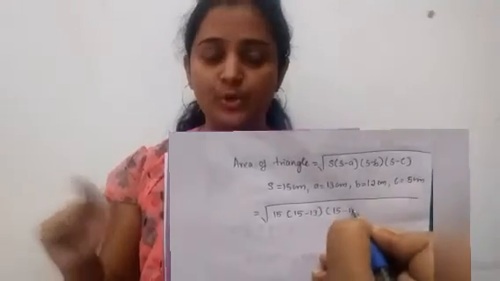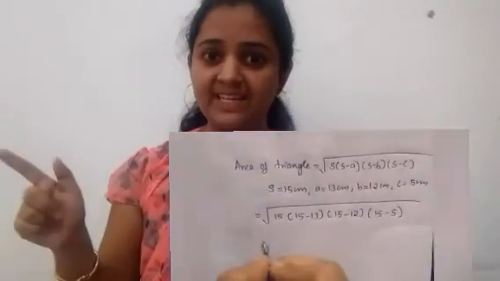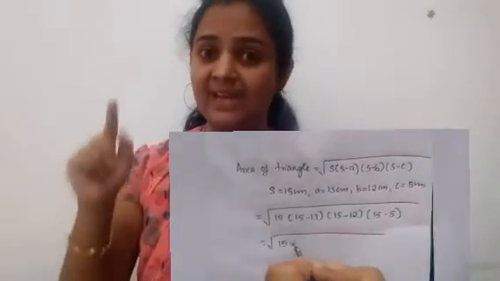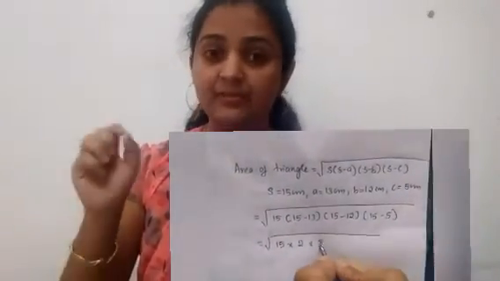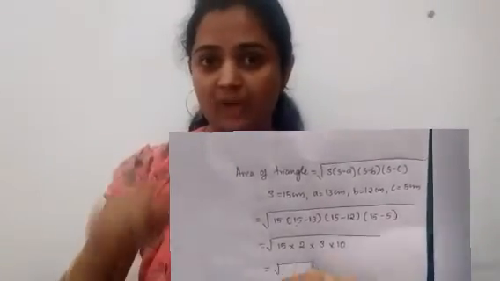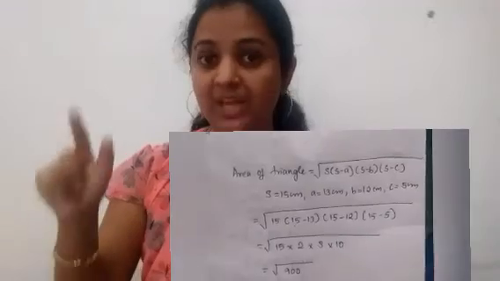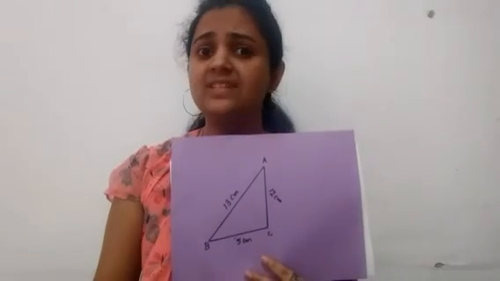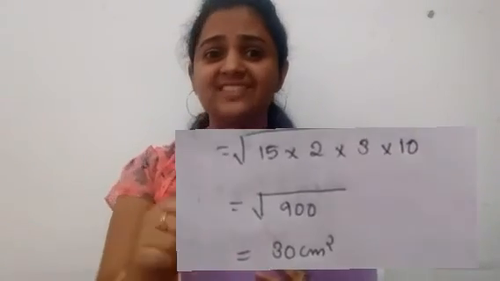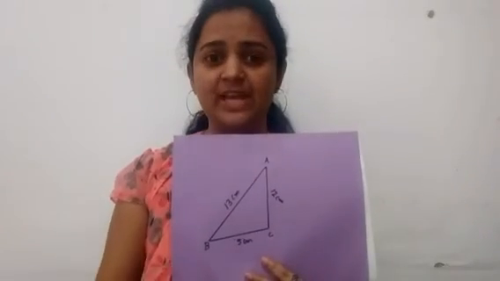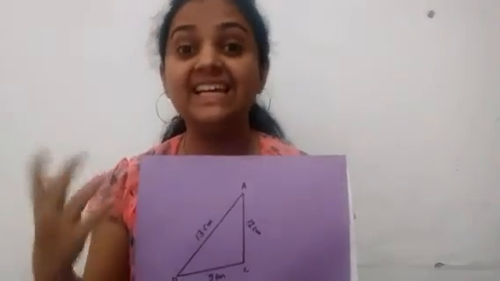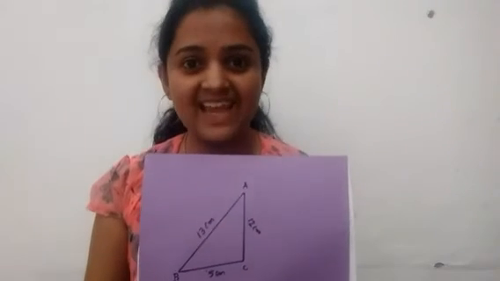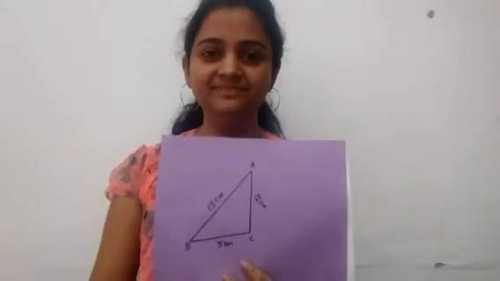That is equal to root of 15 into 15 minus 13 is 2, 15 minus 12 is 3 and 15 minus 5 is 10. So we obtain root of 15 into 2 into 3 into 10, that is equal to root of 900. What is the root of 900? Yes, good. That is 30 centimeter square. So the area of the triangle we obtained as 30 centimeter square. Understand? It's very easy to find using this formula. Okay. Hope you understand.